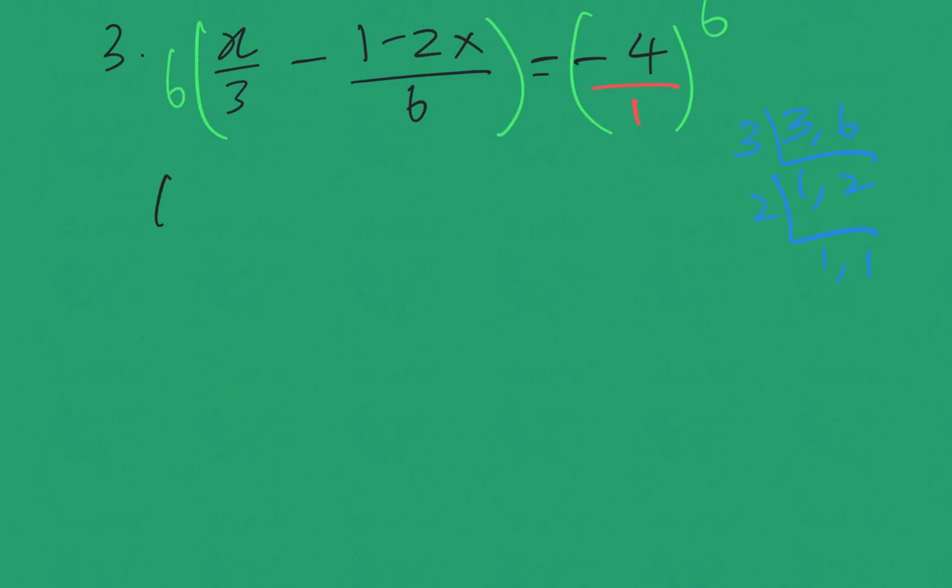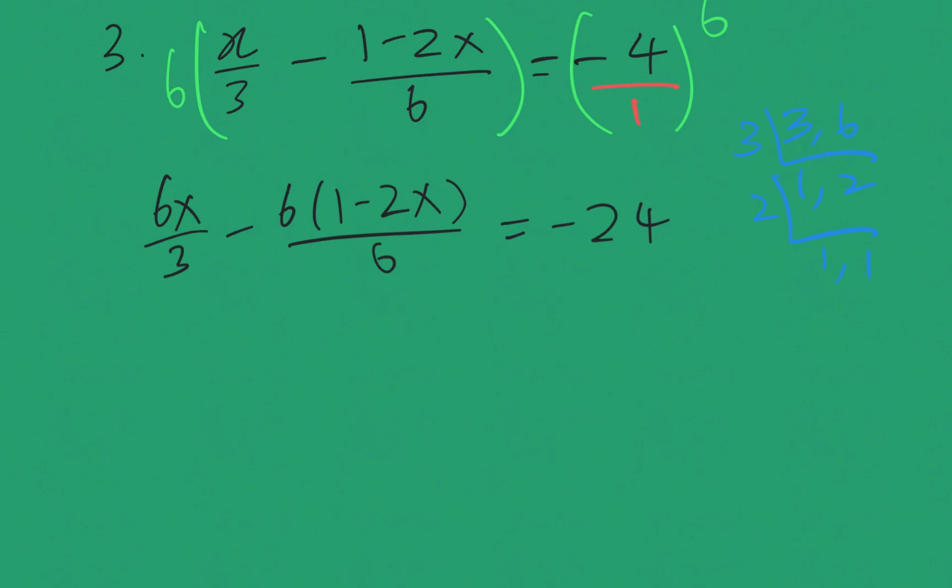So the left-hand side is 6x over 3 equals 6 times (1 − 2x) over 6. Don't forget your brackets around your 1 minus 2x. And negative 4 times 6 is negative 24. So I can now simplify 6x divided by 3, which equals 2x. Then the 6 also crosses out on the second term, and I will have to distribute the negative sign. So I end up with negative 1, and when I distribute to the second term, I get plus 2x, equals negative 24.